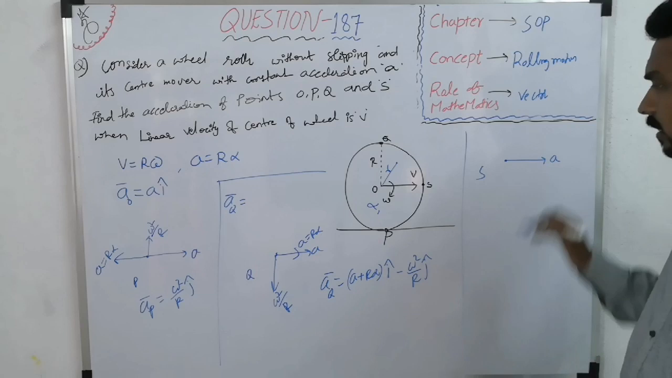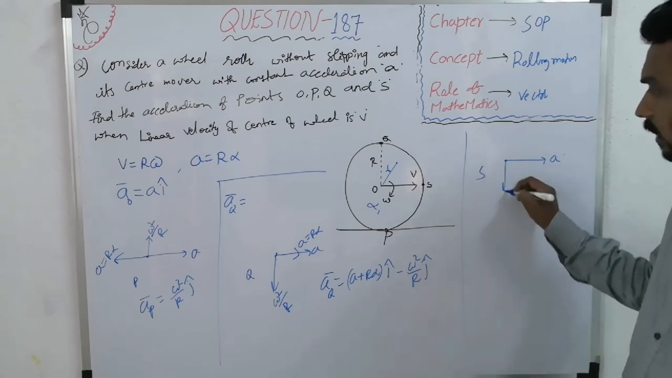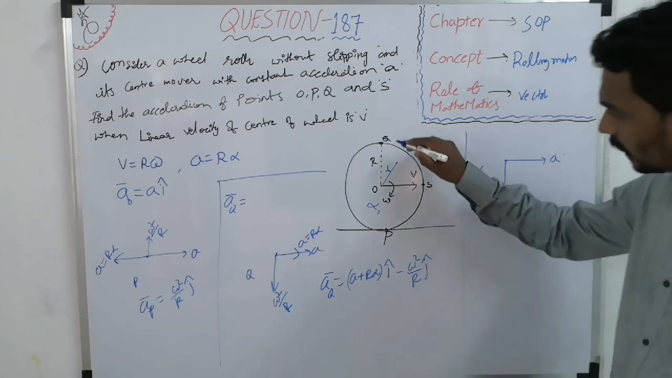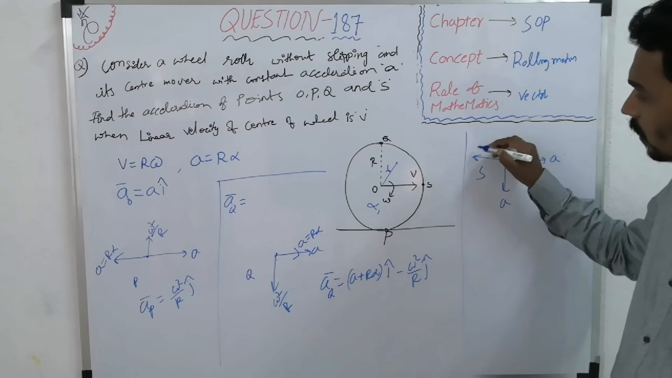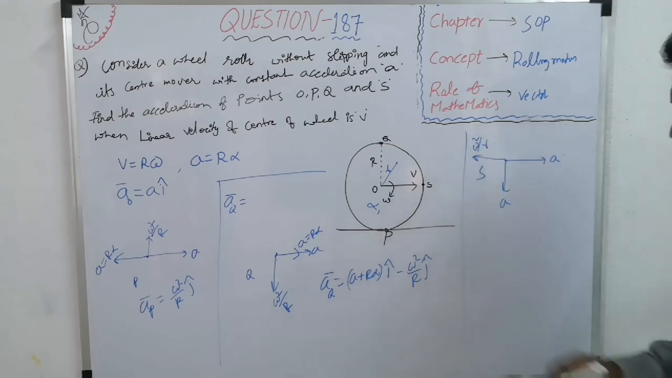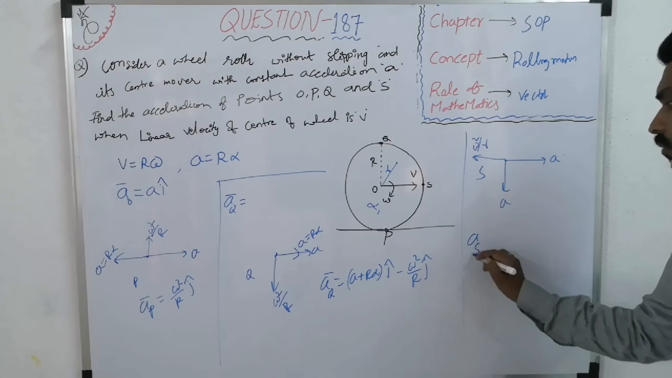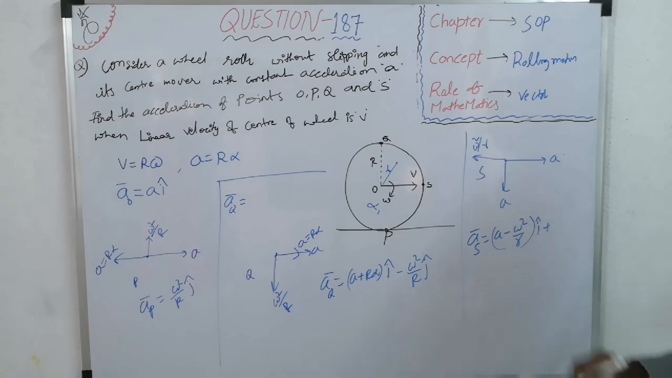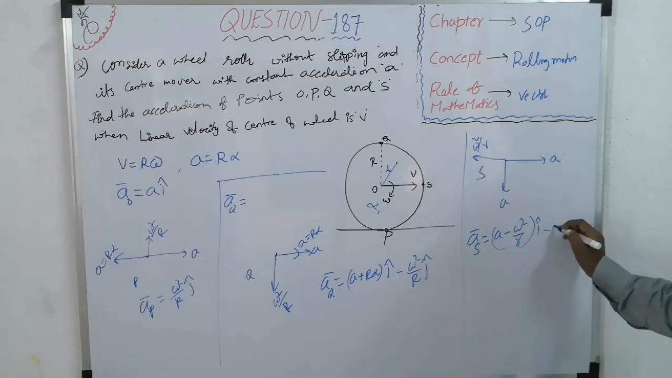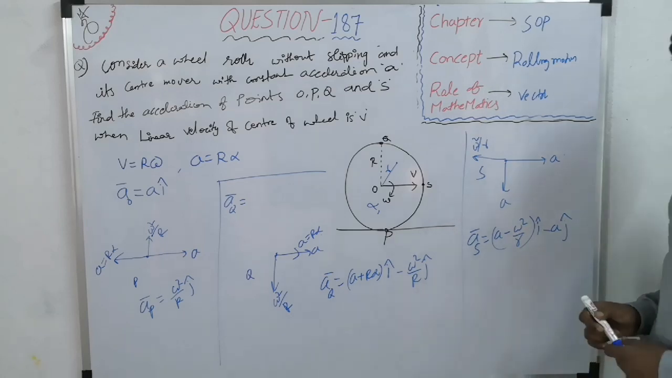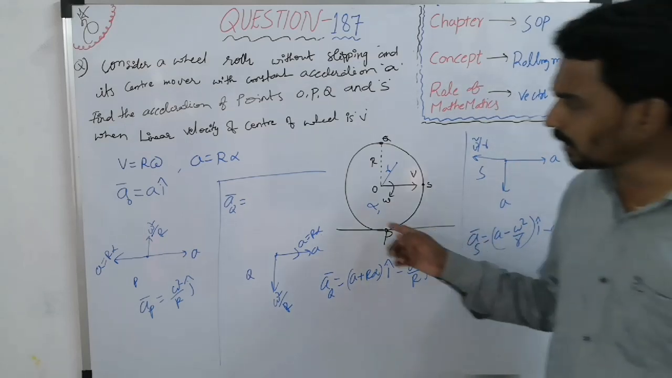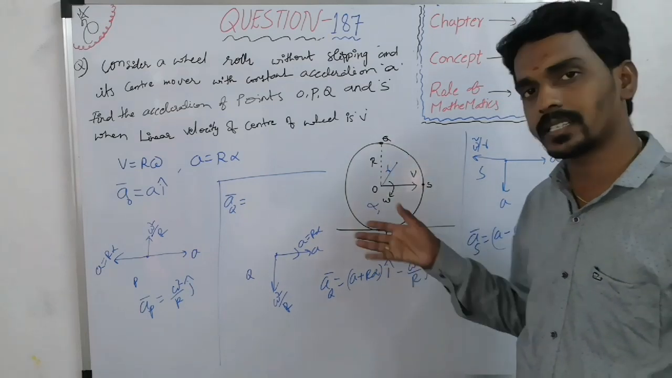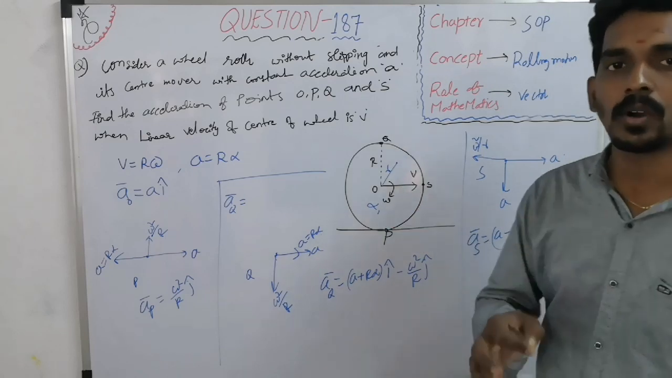Similarly, consider the point S. There is one acceleration a due to translational motion, one tangential acceleration a due to rotational motion, and it is moving in a circle, so there is one centripetal acceleration. So the acceleration of the point S will become a minus omega square by r i cap, minus a j cap, because it is downward. This is how you can find the acceleration of any point on the surface of a rolling disc or sphere in case of pure rolling.